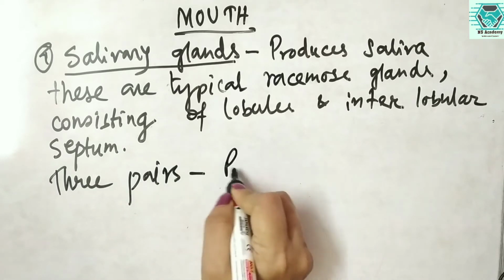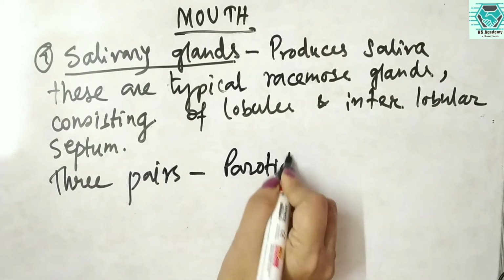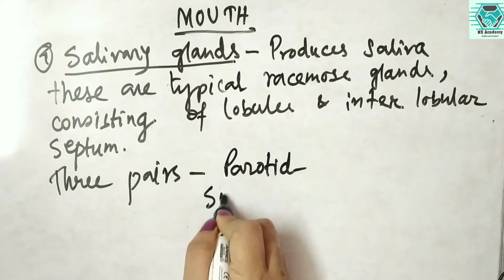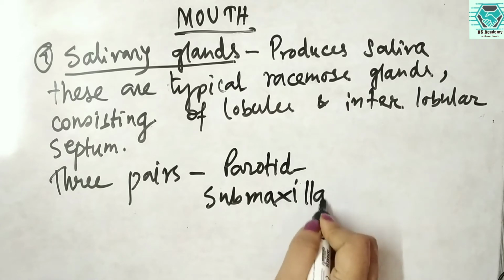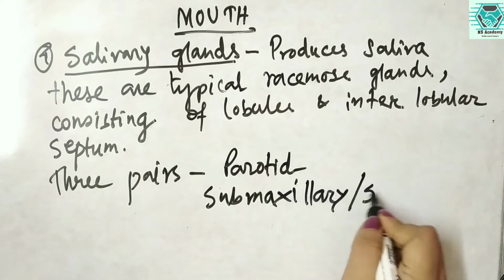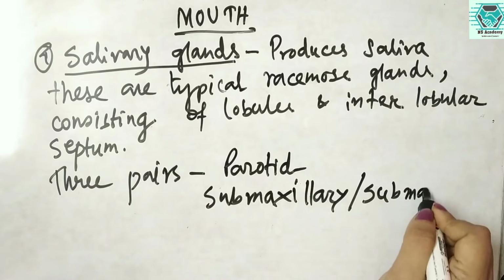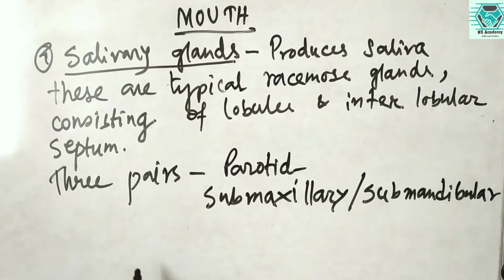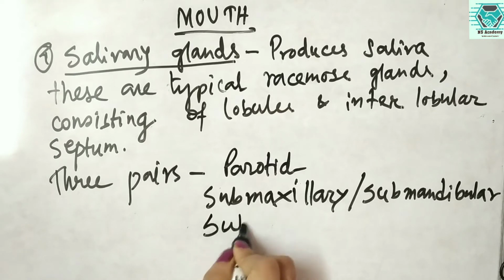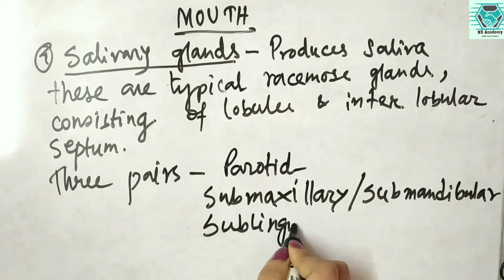They are parotid, submaxillary, which is also known as submandibular, and sublingual.